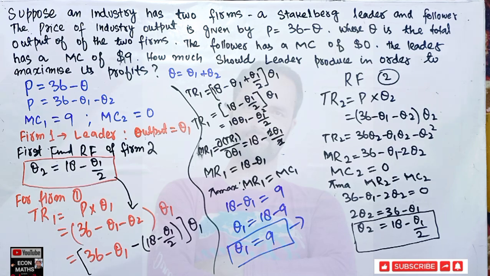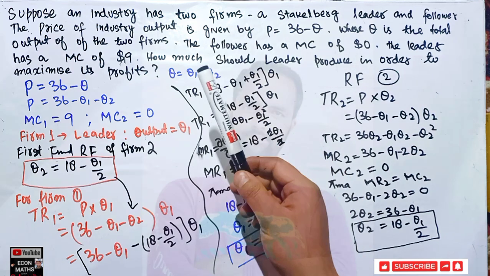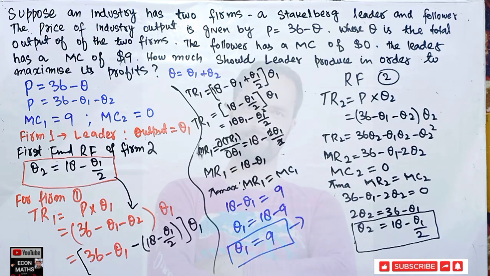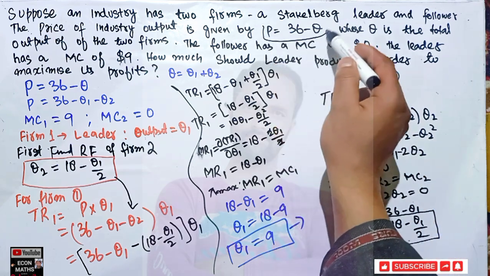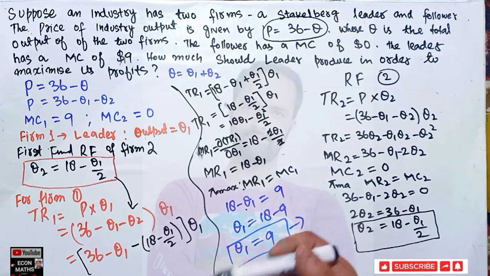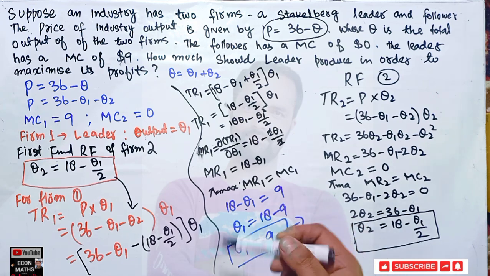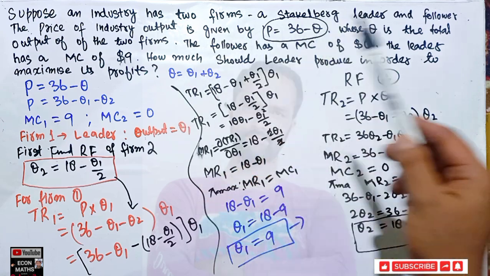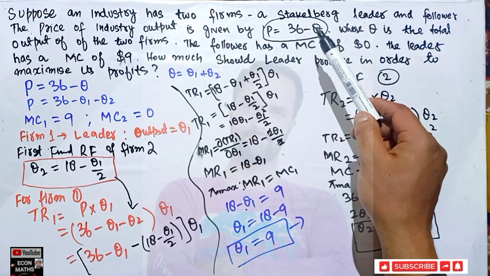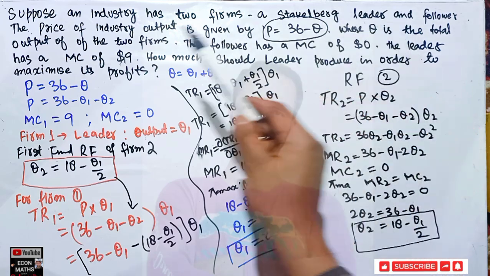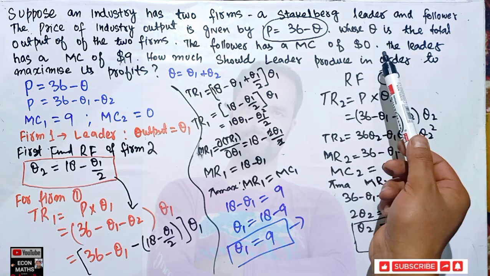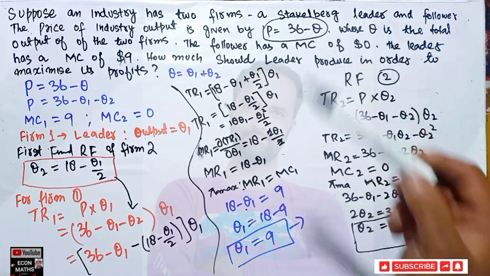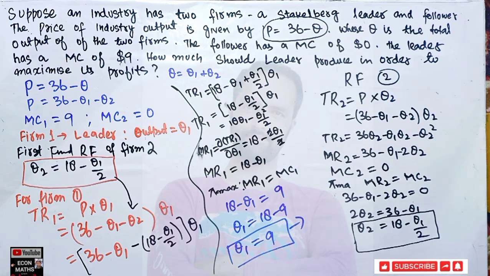Let me repeat it here again. We were given a Stackelberg duopoly model. This was the total demand function for this industry. We were told that one firm, the Stackelberg leader, has a marginal cost of 9 and the follower has a marginal cost of 0. We were told to find the profit maximizing level of output produced by the leader.